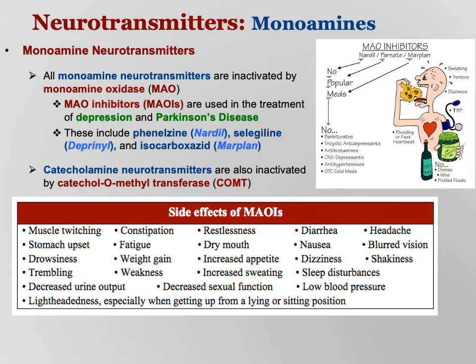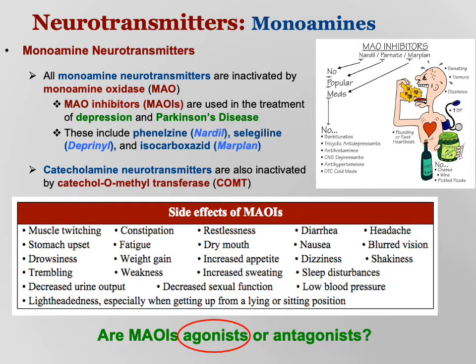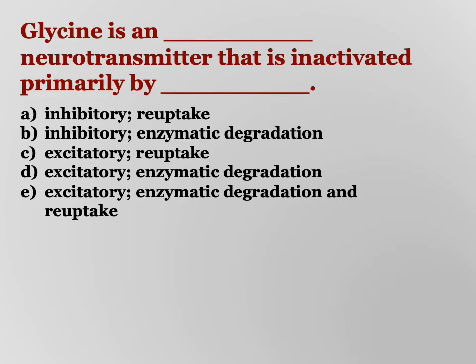So, are MAOIs agonists or antagonists? We just answered that. Can you remember? MAOIs are MAO inhibitors. Therefore, they inhibit monoamine oxidase. Therefore, they make all of the monoamines more available in the synapse. They stay there longer. Therefore, MAOIs are agonists. Let's keep testing our knowledge.